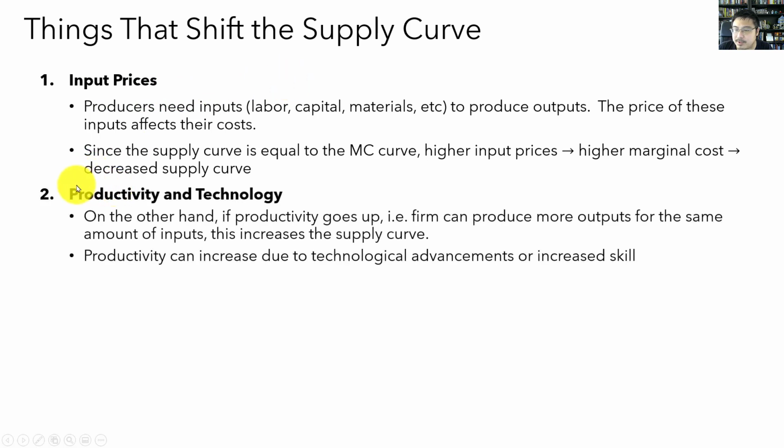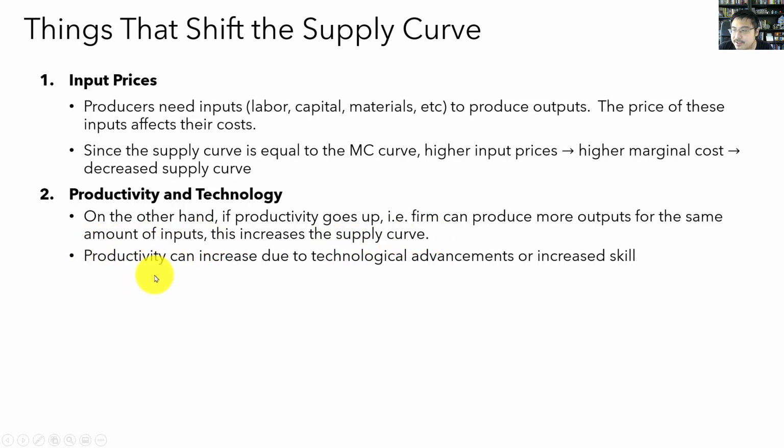The second thing is productivity and technology, right? So if productivity goes up, and when we say productivity, economists mean that the firm can produce more outputs given the same number of inputs, right? So that's what we mean by productivity, which is the amount of output you can produce for the same number of inputs. And so when productivity goes up, what that means is that at any level of price, suppliers are going to be willing to supply more. And so this is going to increase the supply curve, right? So increased productivity increases the supply curve.